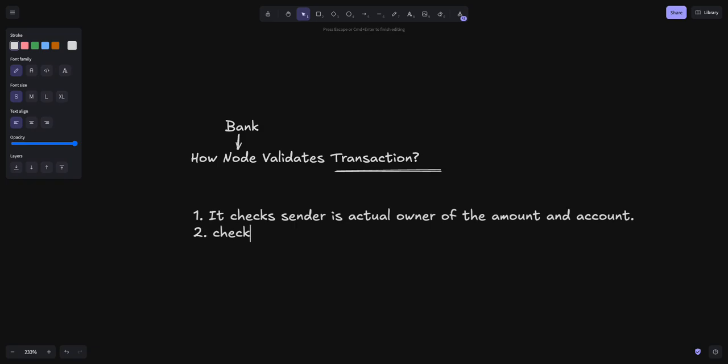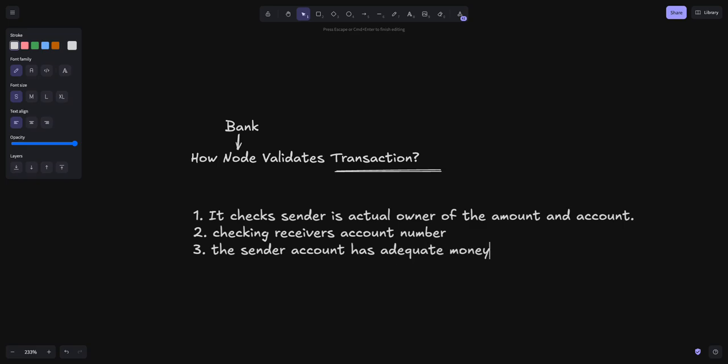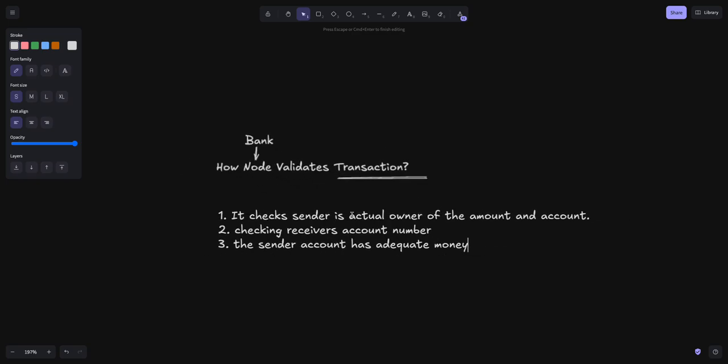Second thing, checking the receiver's account number, or something called, we will talk about this later, we won't get confused here. And the third thing is that the sender's account has adequate money, right? This is what the node does in the transaction, and this is nothing but a transaction, right? I hope you got this.